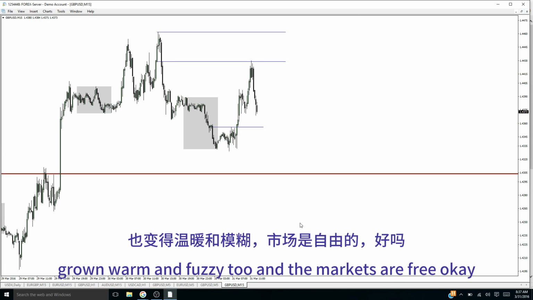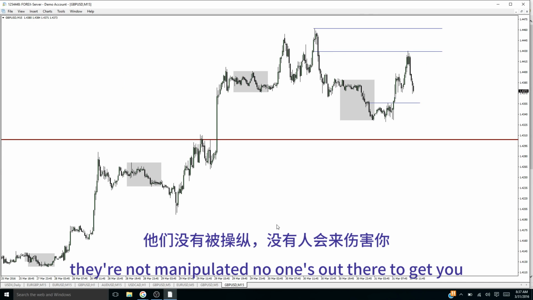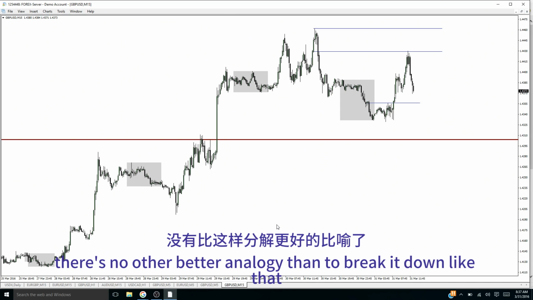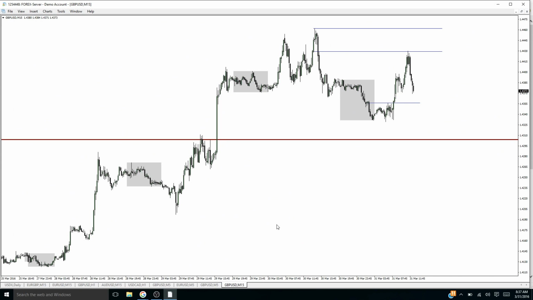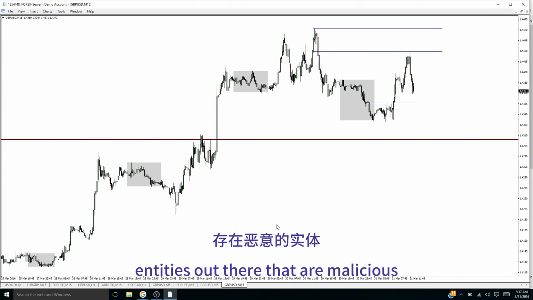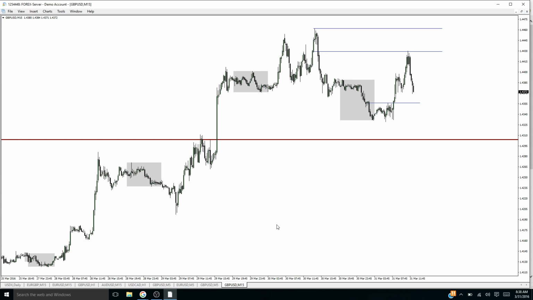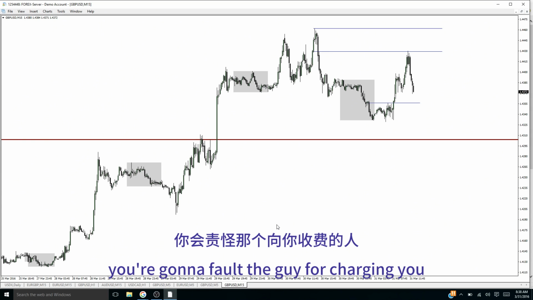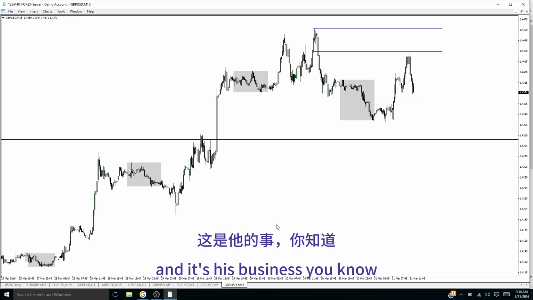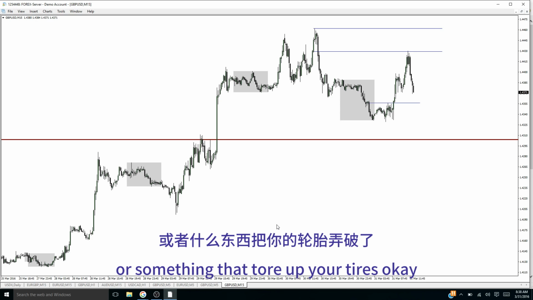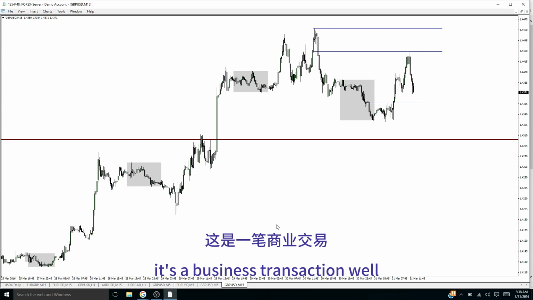The markets are free. They're not manipulated. No one's out there to get you. There's no boogeyman, and there is. I hate to say it like that, but there's no other better analogy than to break it down like that. You have to understand that there are entities out there that are malicious, and it's because that's their business. You're going to fault the guy for charging you for putting new tires on your car, and that's his business. It wasn't his fault that you ran over the nail or something that tore up your tires. It's a business transaction.